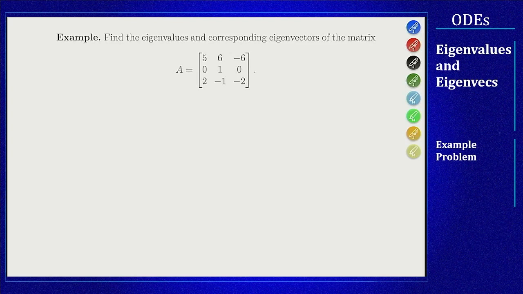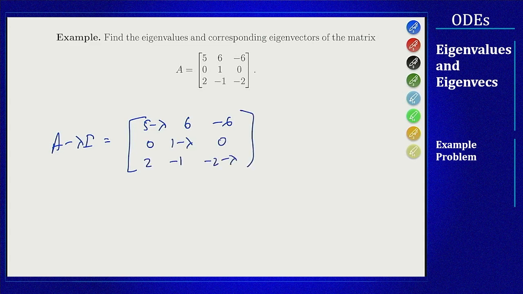In this problem, we want to find the eigenvalues and corresponding eigenvectors for a given 3x3 matrix. So with these problems, as always, we start with looking at A minus lambda I and finding the determinant. In this case, A minus lambda I just involves subtracting lambda off of the diagonal entries of this matrix. Just something like that. And now we can find the determinant.